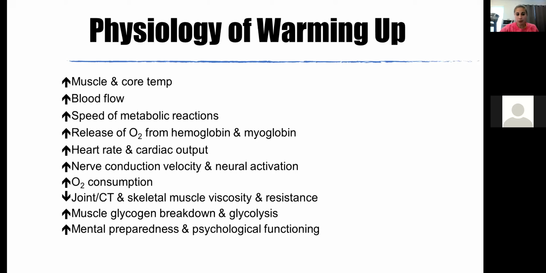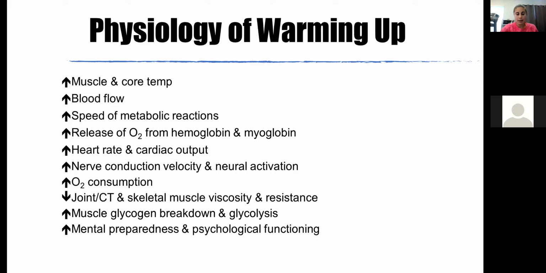Increased nerve conduction velocity and neural activation. So being able to better recruit our muscles, right? So we're going to get that nervous system primed as well. And that also ties into your mental preparedness and psychological functioning. So not only what's happening in your heart, your lungs, your muscles, think of also your central nervous system. So your brain is getting ready, right? You're getting mentally prepared, right?